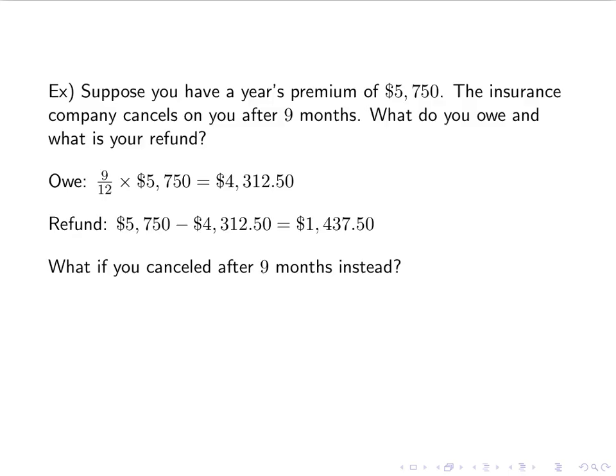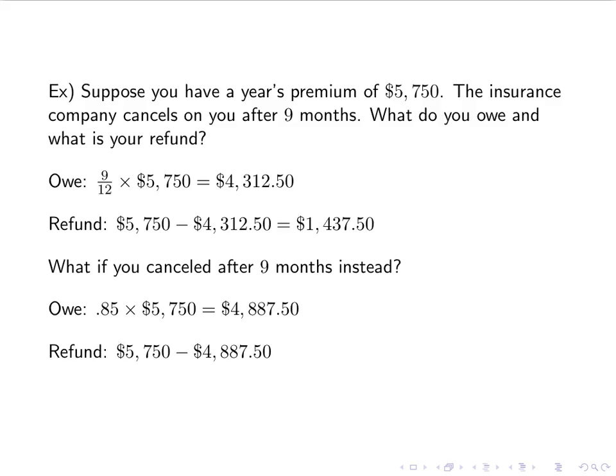What if you, as the business owner, canceled after 9 months? So the business owner cancels, we go back to that table. 9 months is 85%. So I'm going to pay 85% of the year's premium, which turns out to be $4,887.50. And again, the refund is the difference, $862.50. Okay, so deciding whether or not you're going to use the short-term rate depends on who did the canceling. The business owner cancels, you use the table. The insurance company cancels, you use the percentage of months.